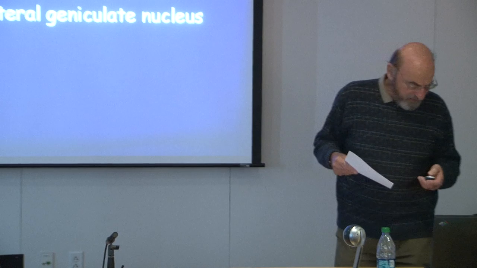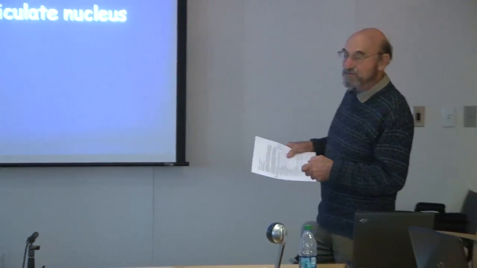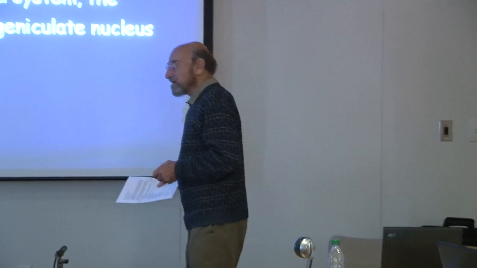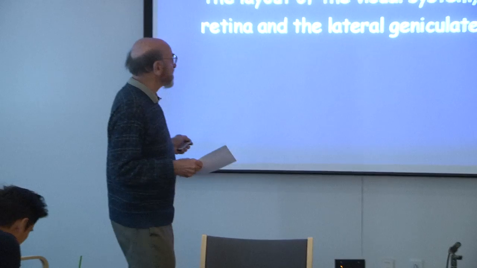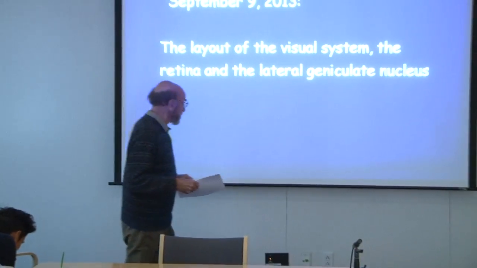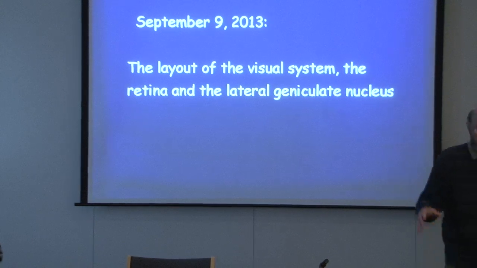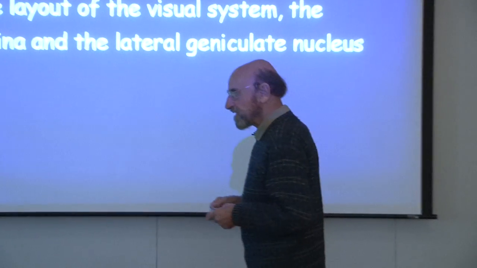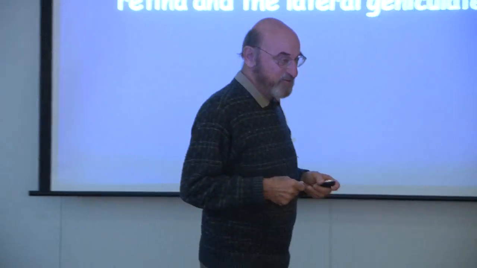All right, so today then, we're going to initially start to talk about the layout of the visual system, and then we're going to talk about the retina for much of the course, and at the very end we'll talk a little bit about the lateral geniculate nucleus. In each case, I will try to tell you how some people have thought about things and what the progression is of the discoveries that have been made about the visual system.